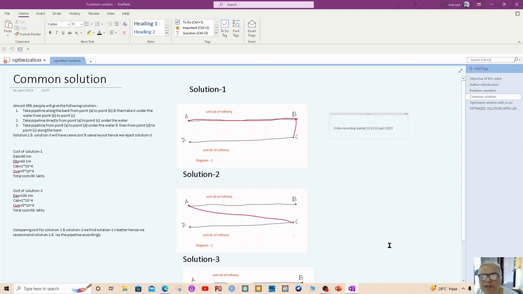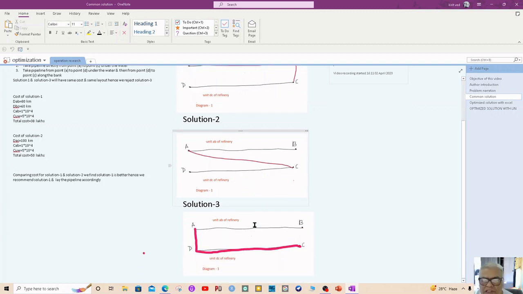99% of management students and even senior managers having 30-40 years of experience will recommend the solution as mentioned in the slide. The first solution people suggest is that you take the pipeline from A to B along the bank and then take it under the water from B to C. That's solution 1. Solution 2: directly take the pipeline under the water from A to C. This also fulfills the purpose.